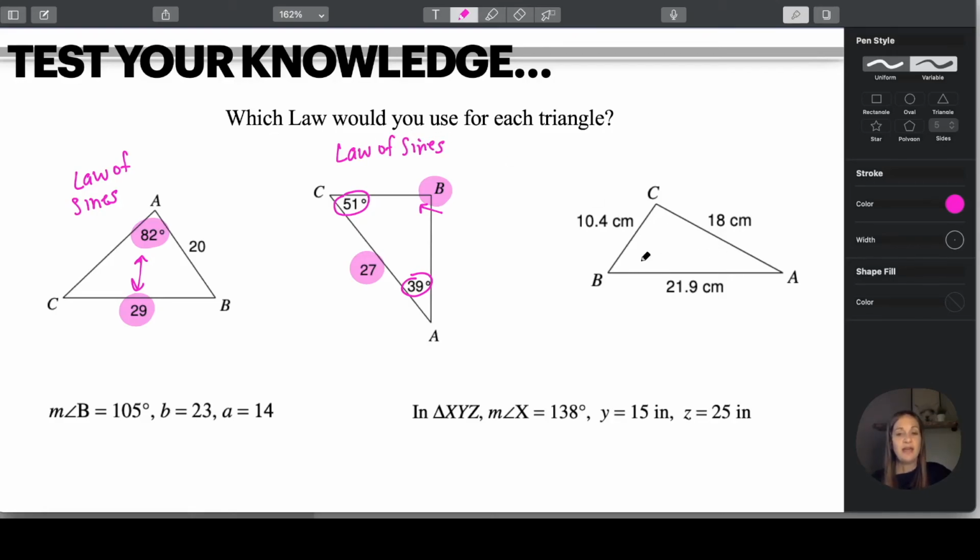In this case, you do not have an angle at all, so automatically you would use law of cosines. In this case, you have angle B and you have little b. Since you have an angle and its opposite side, you would use law of sines. And in this case, you have angle X, but the other two are Y and Z. So you do not have an angle and its opposite side, so you would use law of cosines.